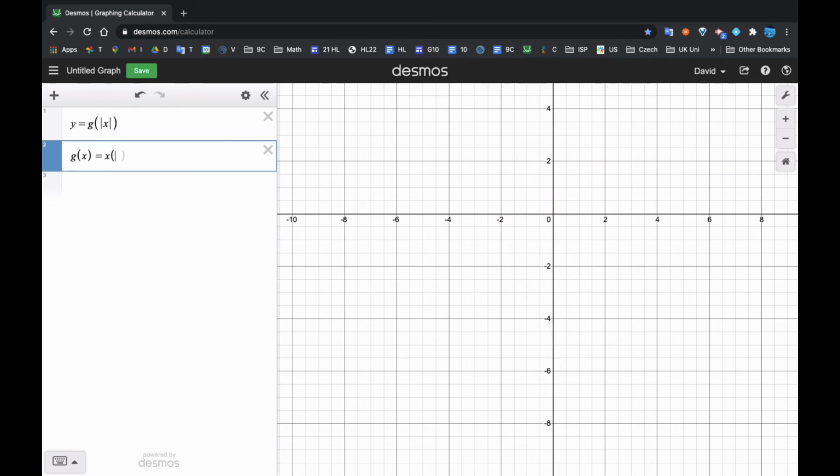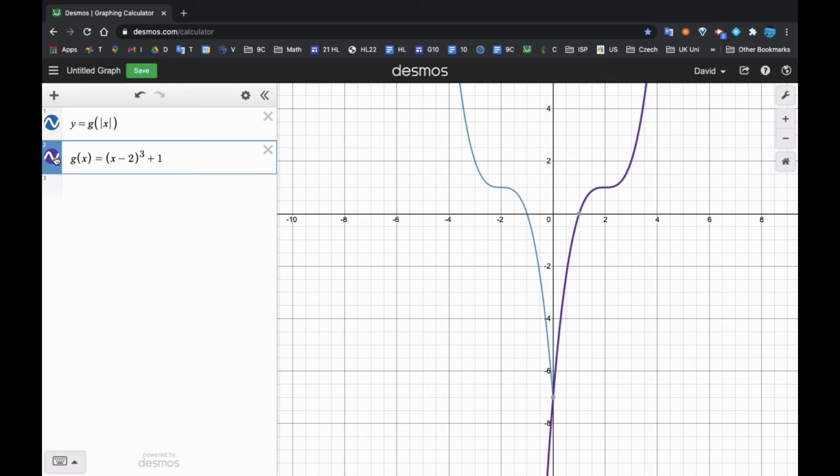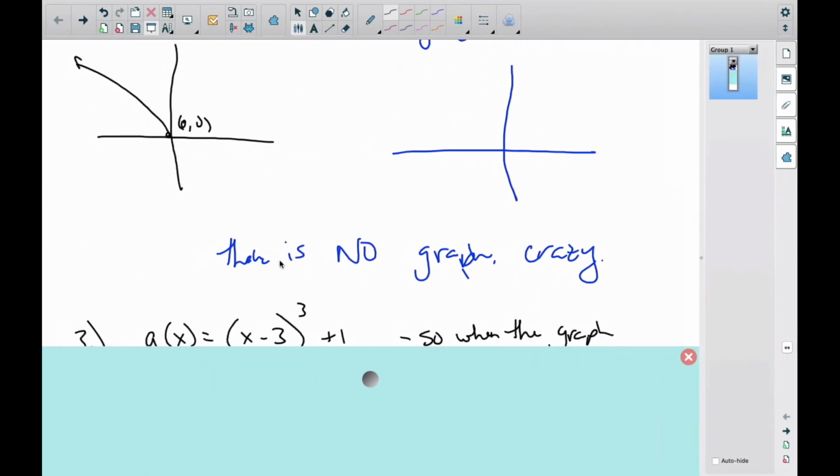Let's go x minus 2 to the power of 3, cubic function, plus 1. And so when I have this one, what I think is going to happen, I think it's going to go up here and around and up. And once I get to the point where I can predict it, then I'm ready to generalize my findings.